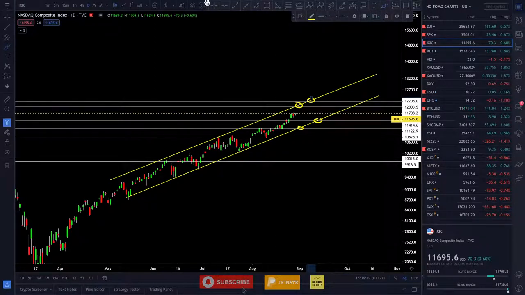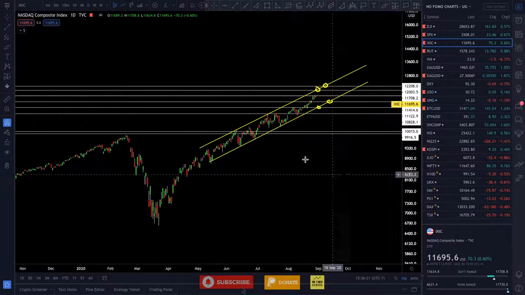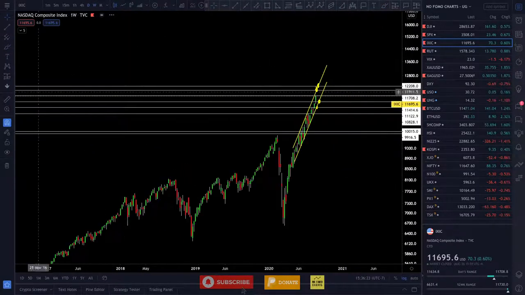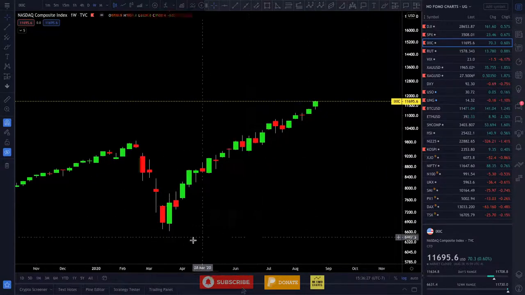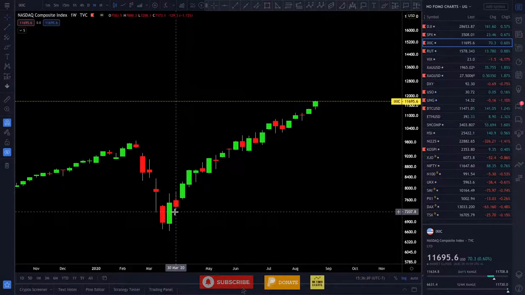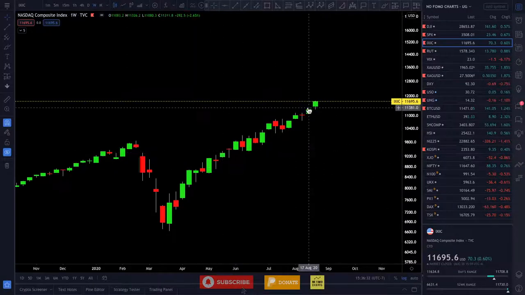Like I'm saying, people love NASDAQ, people love tech. Let's check the weekly, just for any potential clues. This is a weekly chart, 1 week. Every candle is 1 week long. Still in a weekly uptrend.